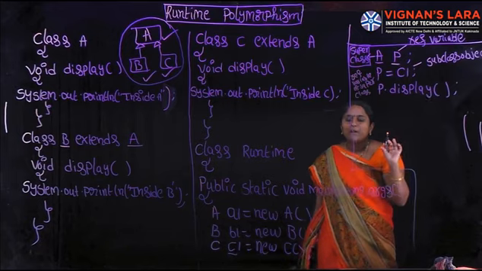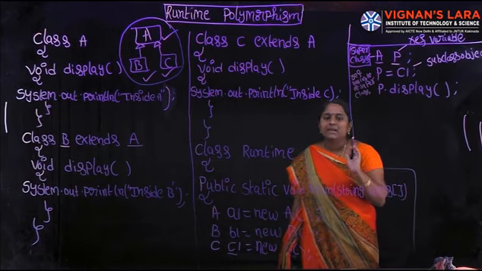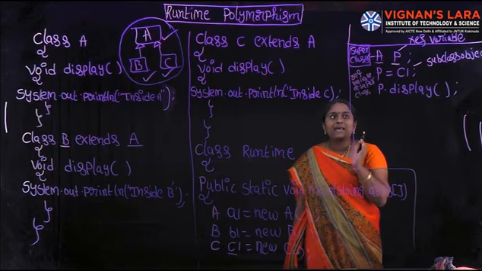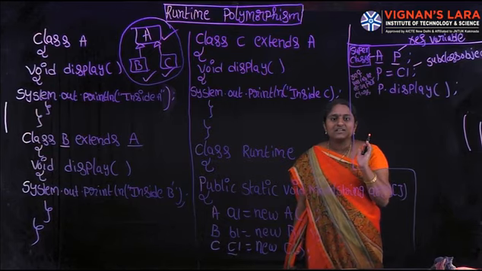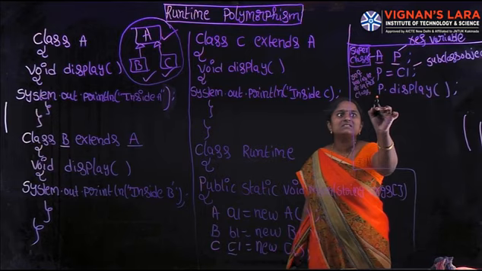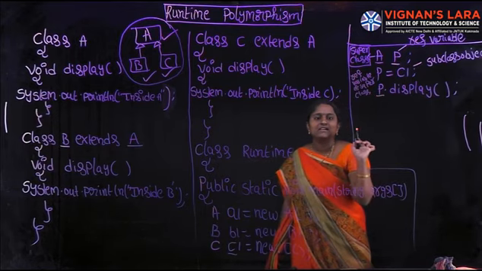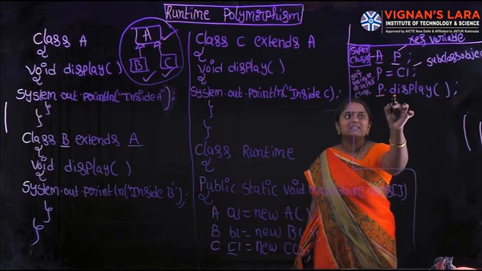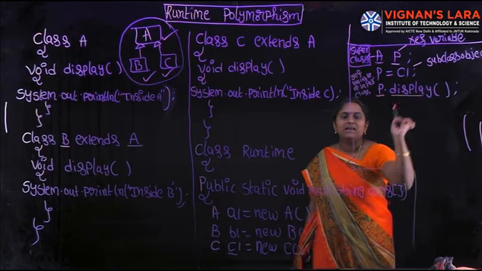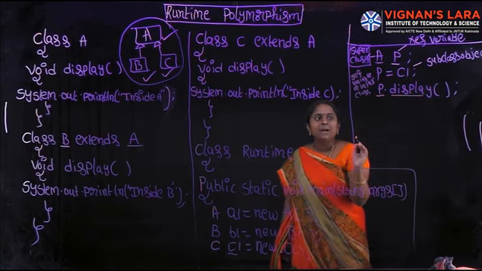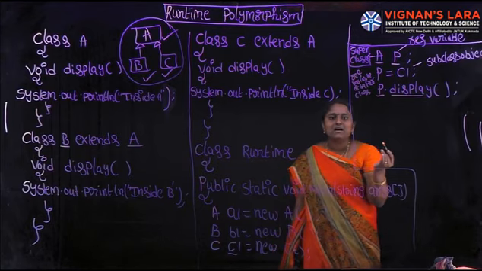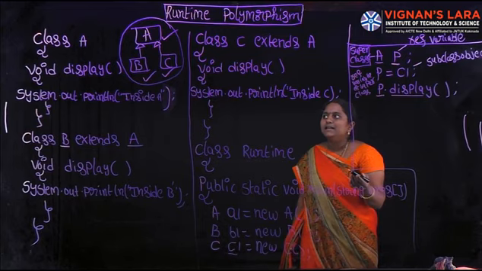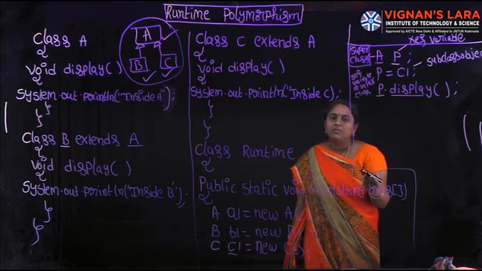At the time of compilation, the compiler will concentrate on the reference type. Here our reference is the superclass. With the help of this reference, here I am calling the display method. Whenever the compiler identifies the superclass reference type, it checks and executes the superclass method body.